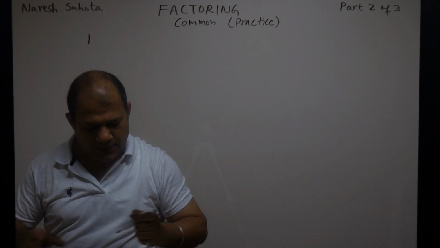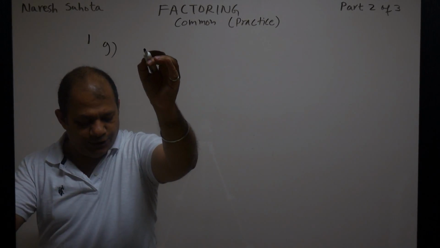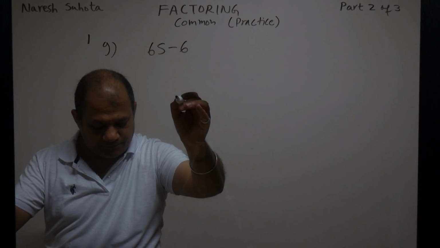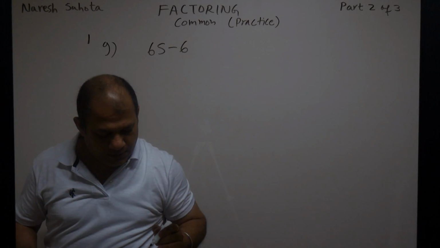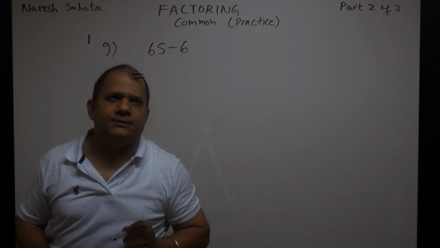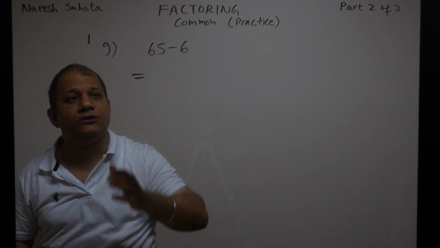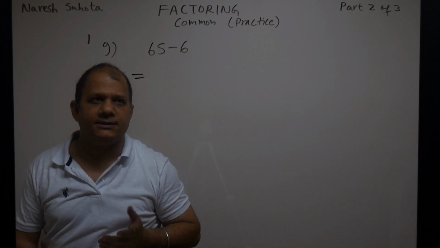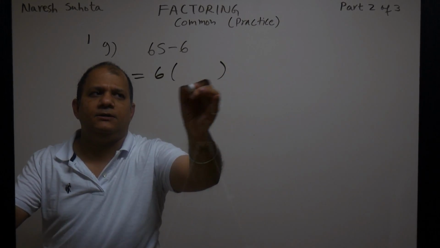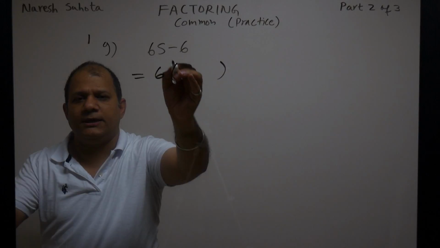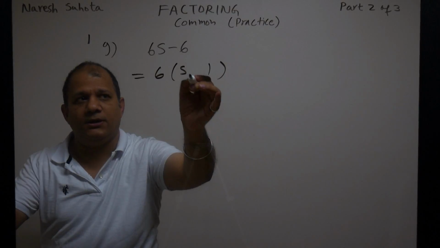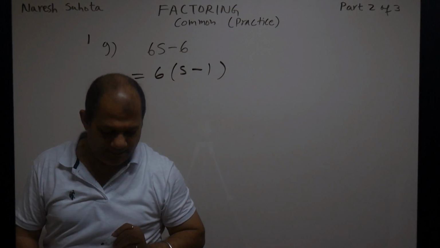Okay. So now let's look at question G. So 6s minus 6. Okay, so that's a trivial one, 6s minus 6. So what's common? Let's look at the numbers. 6 is common. S is not common because S doesn't appear in both terms. So 6, so make your brackets, and then 6 times what gives me 6s is S. So 6 times what gives me 6? 6 times 1. And I want minus, so it's S minus 1. Okay.